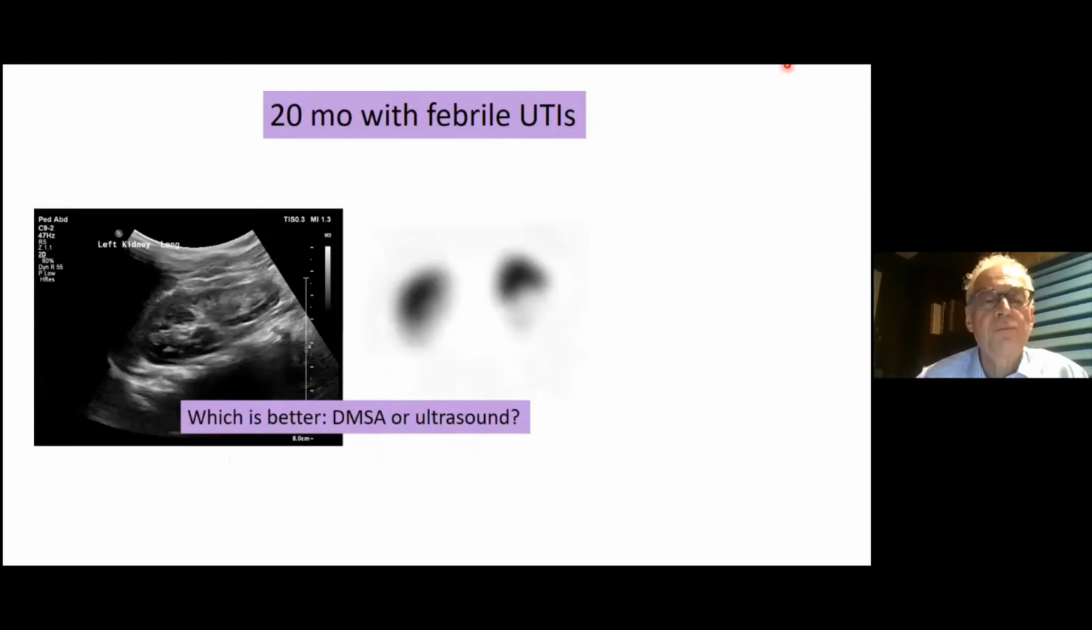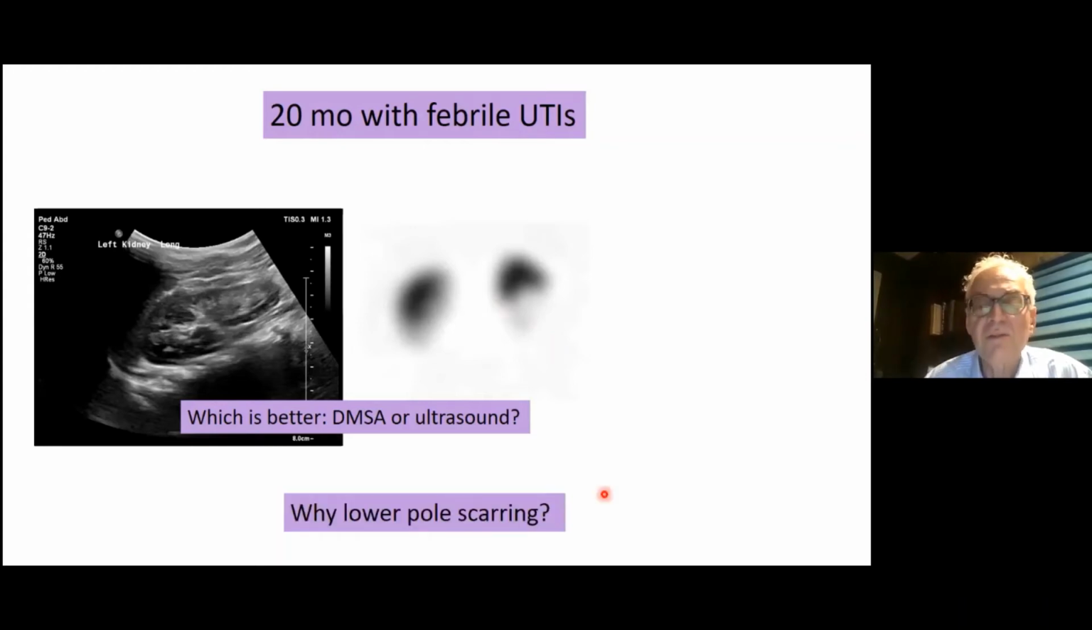Okay, so two questions. One is, before we get to some of these things, which is better for picking up renal scarring, DMSA or ultrasound? Well, here's the ultrasound, and I think you can tell this is a thin parenchyma, very abnormal lower pole compared to the upper pole, but it's pretty subtle. You'd be surprised at how many people might miss that on the ultrasound. The DMSA is incredibly clear-cut. So I think there's no question the DMSA is much better than the ultrasound for renal scarring.